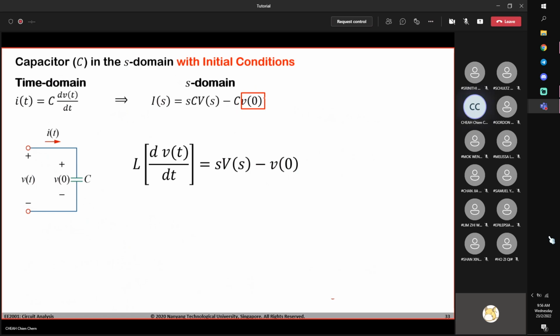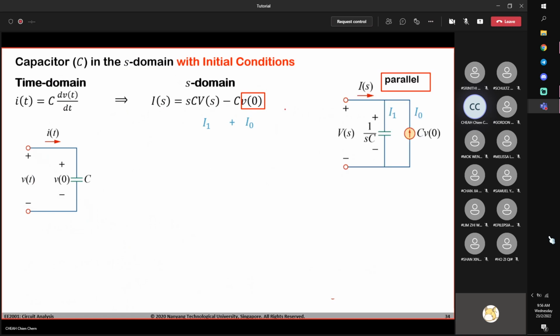Actually, in this case, you just retain this additional term. Do not set it to 0. So this is what we have. And notice that the left-hand side is current, all right? If this is current, then this also must be current. This current is equal to this current plus this current plus this current. This basically means that you can represent this as this circuit model.